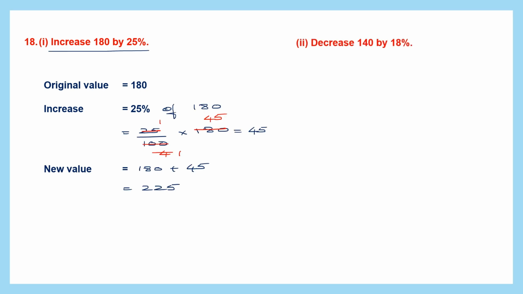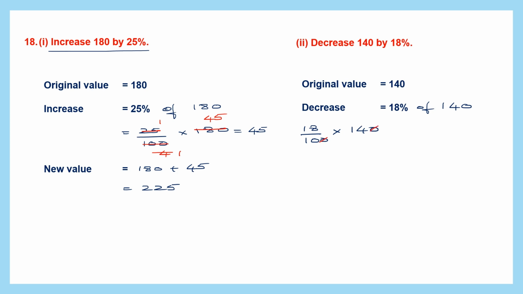The second part of the question is decrease 140 by 18%. So here the original value is 140. Now we have to decrease it. The decrease will be 18% of 140, and that will be 18 by 100 into 140. So here let's cancel this and this. What else can we cancel?